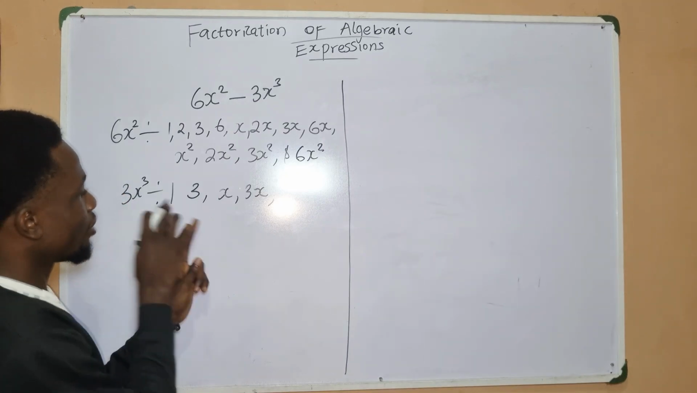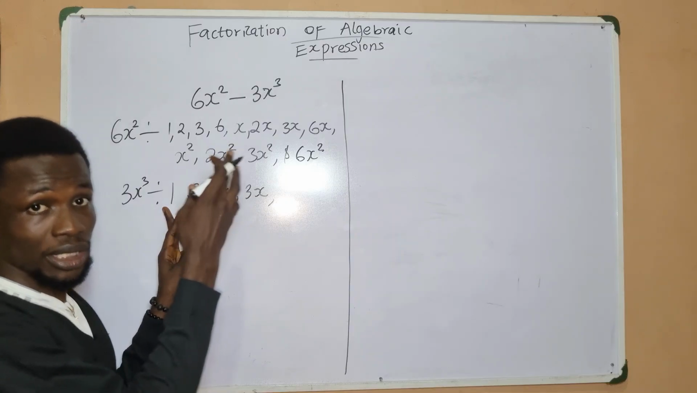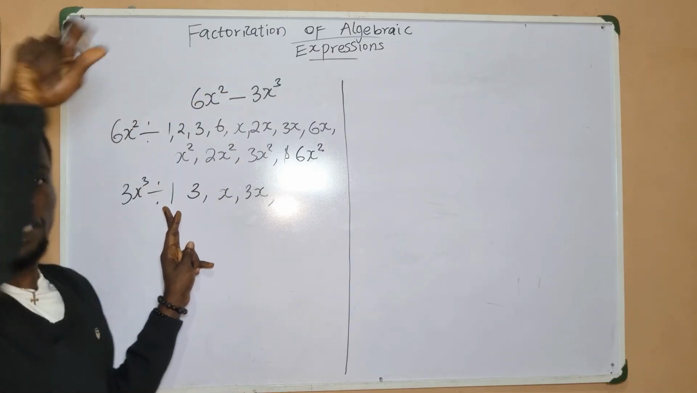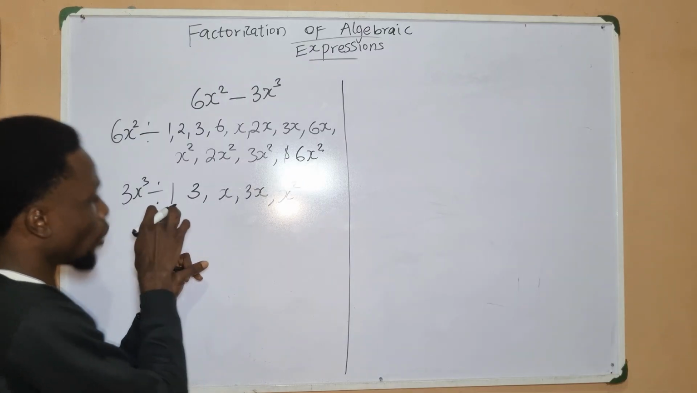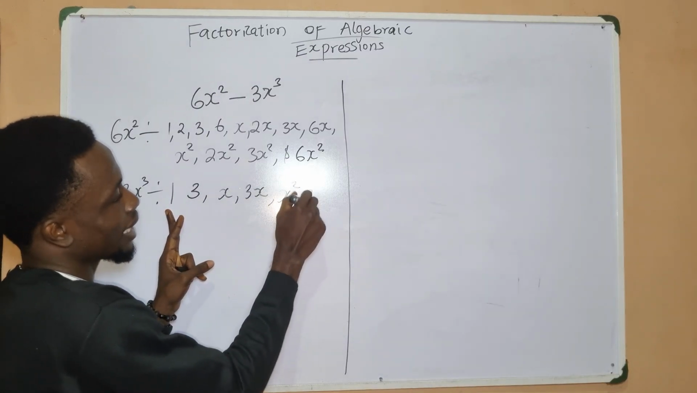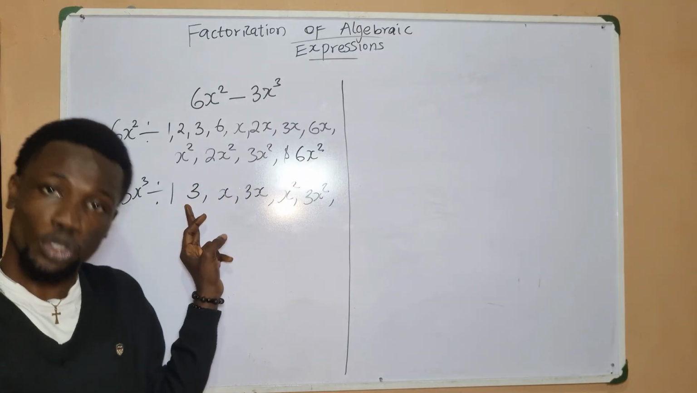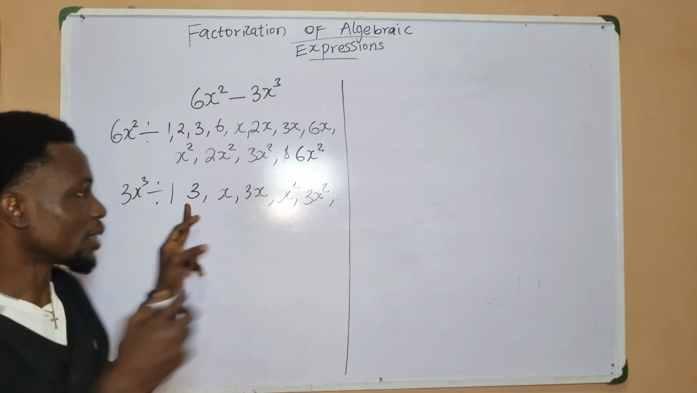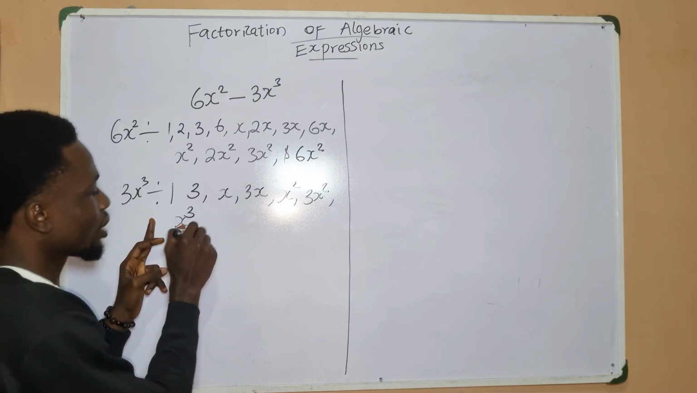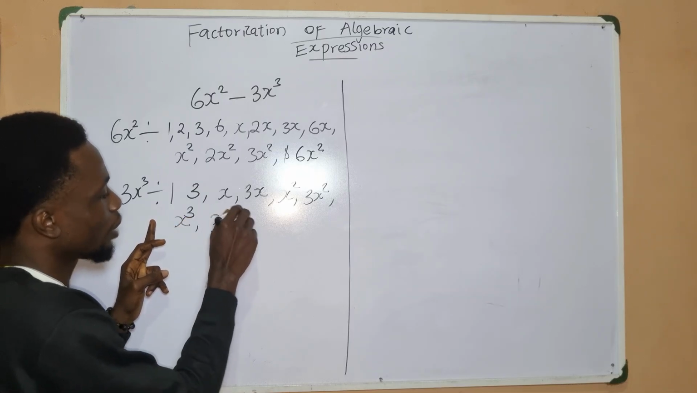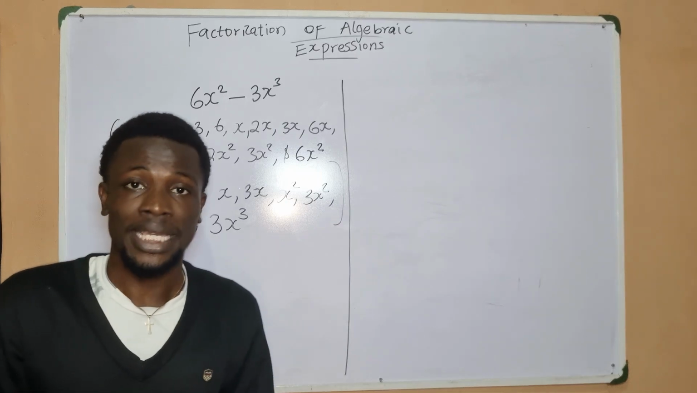In place of 1 here, because we are done with the first power, we go to the next power, which is x squared. So it's going to be x squared in place of 1, then 3x squared in place of 3. Then we do the same for the cubic exponent. In place of 1, we're going to have x to the power of 3, then 3x to the power of 3. So this is the complete set of factors of 3x cubed.